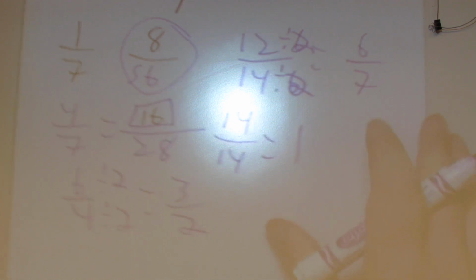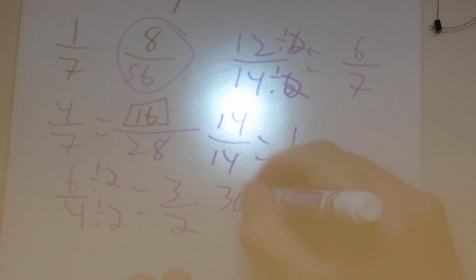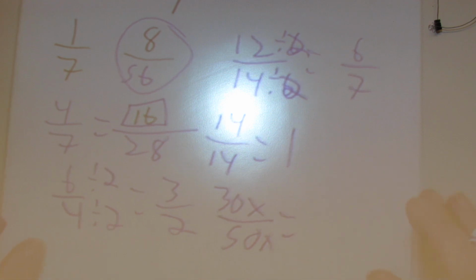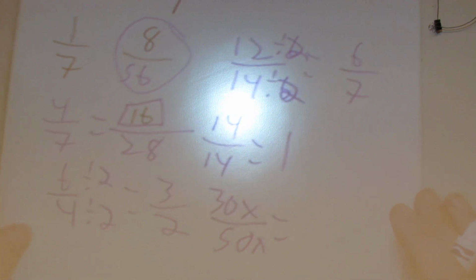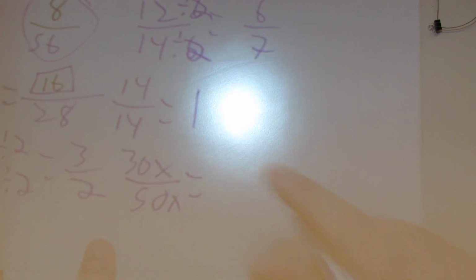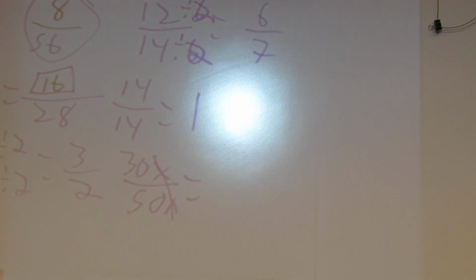Another one just kind of like that. Let's say 30x/50x. The x's are going to cancel. And 30 divided by 50, we can divide each of those by 10 and get 3/5.